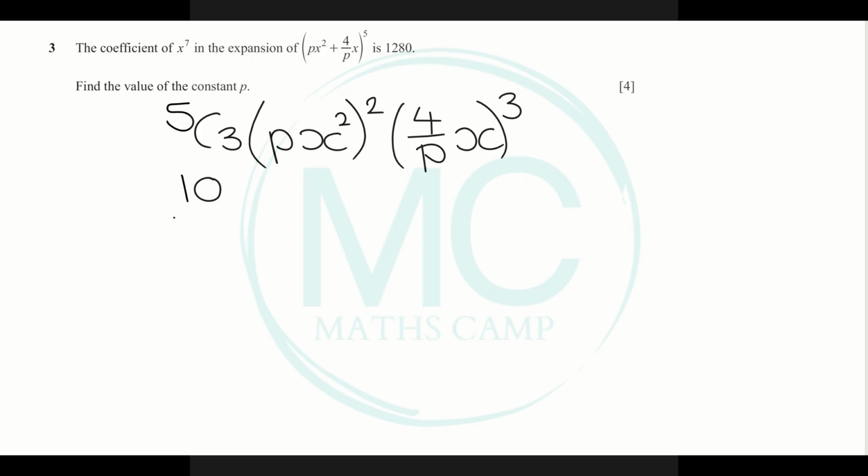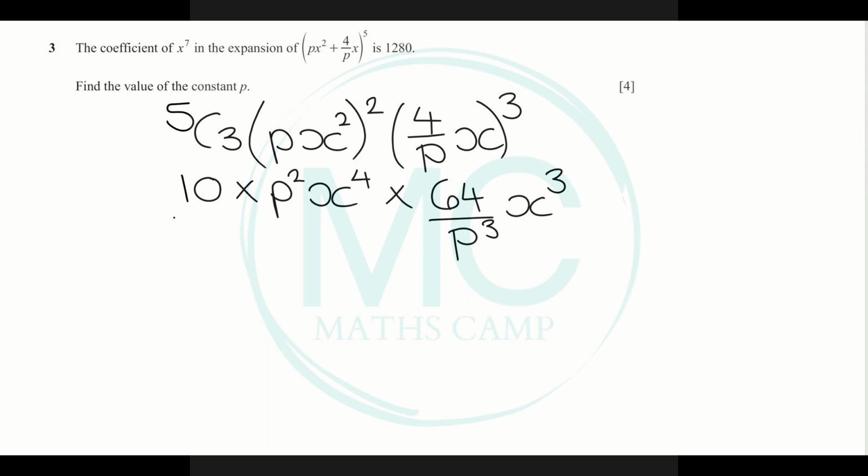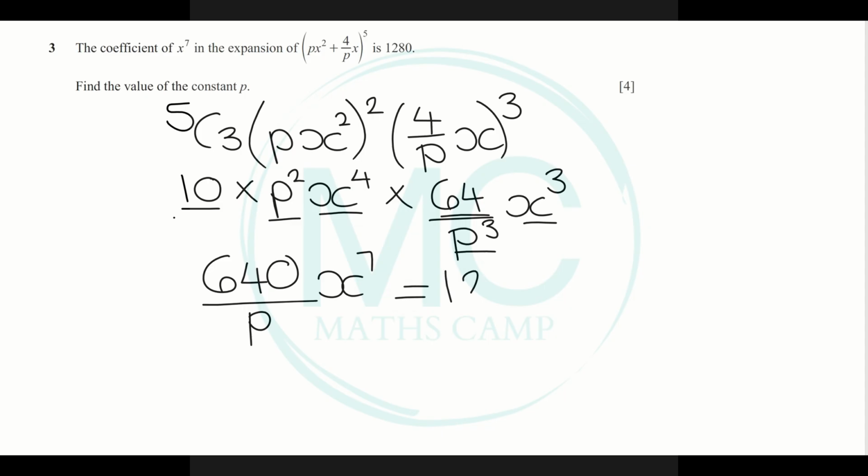So this becomes 10 multiplied by p squared x with an exponent of 4 multiplied by 4 cubed, which is 64. So we get 64 over p with an exponent of 3 x cubed. Multiply these out. We have 10 multiplied by 64, so we get 640. p squared divided by p cubed gives us a fraction over p. x with an exponent of 4 multiplied by x cubed gives us x with an exponent of 7. And the question tells us that this is equal to 1280 x with an exponent of 7.